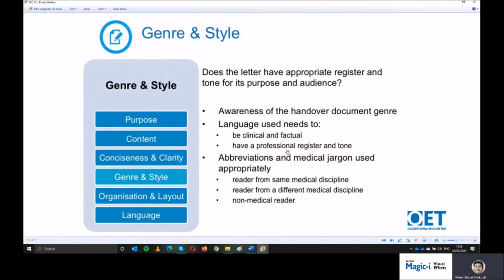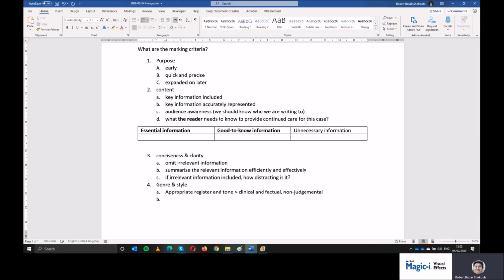And professional register and tone. What is professional register and tone? I think we need to write as a doctor to other health professionals, and it needs to be somehow respectful. We're not writing a complaint letter. We're not writing a sarcastic letter. What we're writing is a respectful letter, appropriate to that audience, to the person we're writing to.